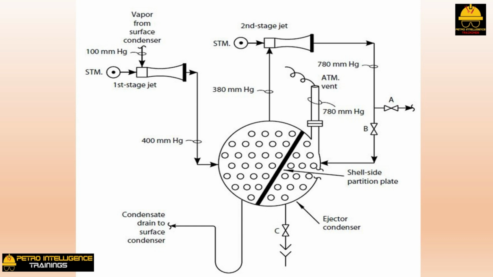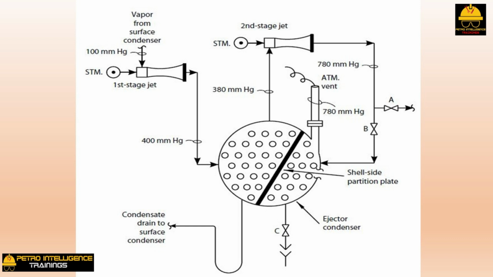Someone just encountered this problem last week for the first time, although he now understands that it is not uncommon. For clarity, let's assume for picture that valve A is closed, and valves B and C are open. Note that the inlet pressure to the second stage jet, 380 millimeters of mercury, is double its design pressure. Hence the poor vacuum, 100 millimeters of mercury, in the upstream surface condenser.